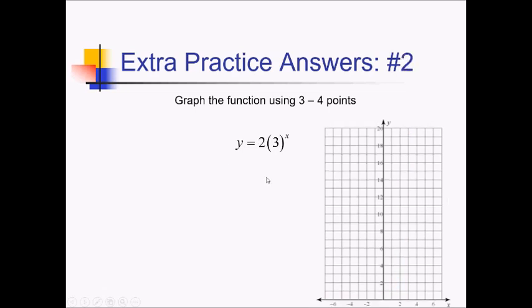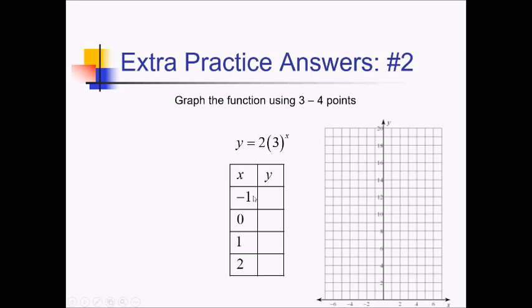In order to graph this one, let's make a table. So I'm going to use the x values -1 through +2. Plug in all those exponents in. I've got 2 times 3 to the -1. That's 2 times 1/3, which is 2/3. After that, we have 2 times 3 to the 0, which is just 2 times 1, so 2. And then 2 times 3 to the 1, 2 times 3 really is 6.